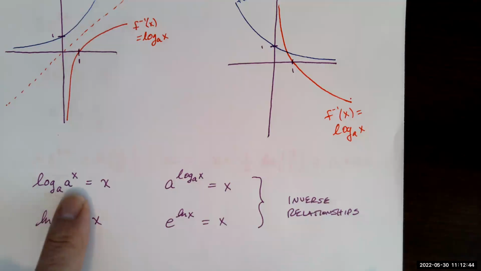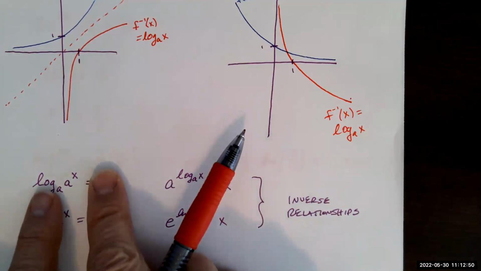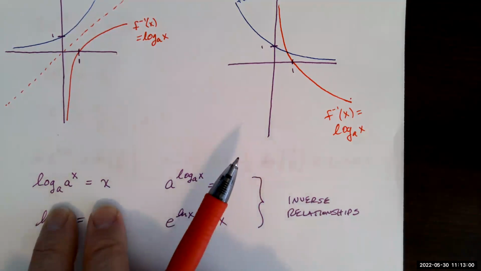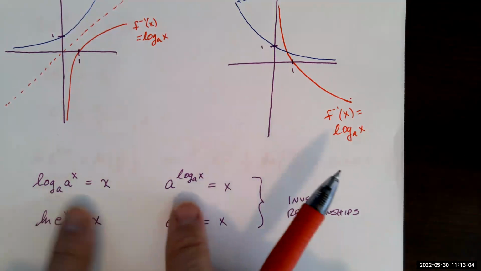Log base a of a to the x is x because they cancel each other out. And if you think about just what this is saying, logarithm is the exponent, right? What's the power on the base a needed to get a to the x? A to what power is a to the x? Answer: x, right? That's by definition of a logarithm. But they cancel each other out here.